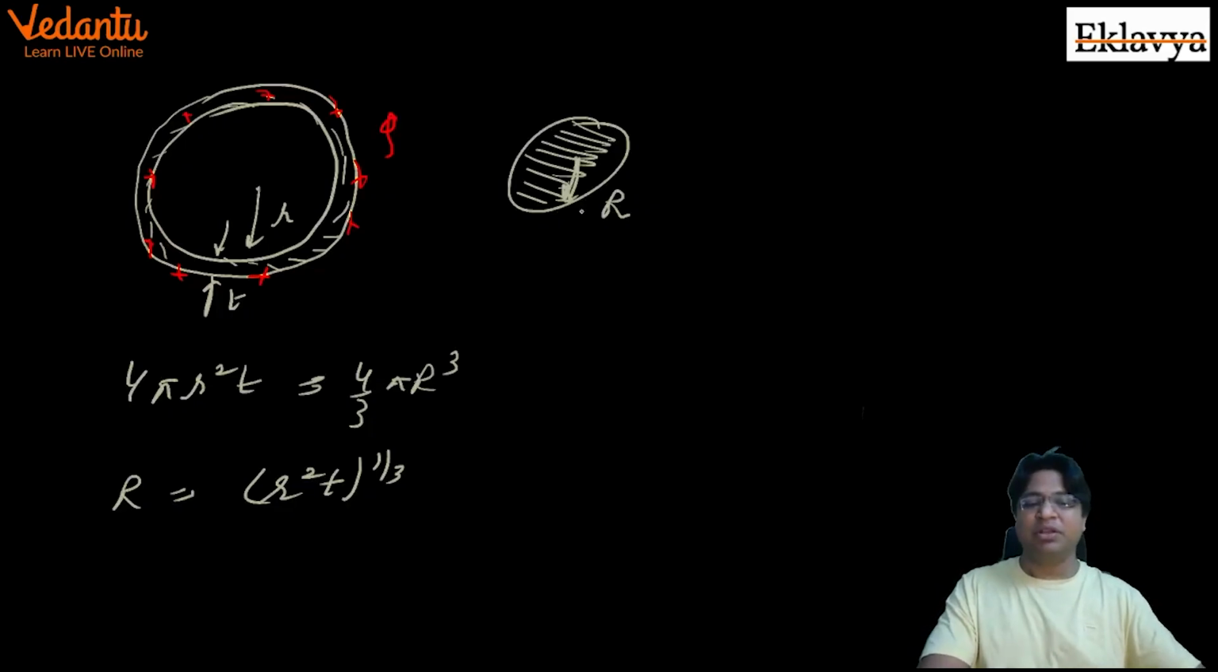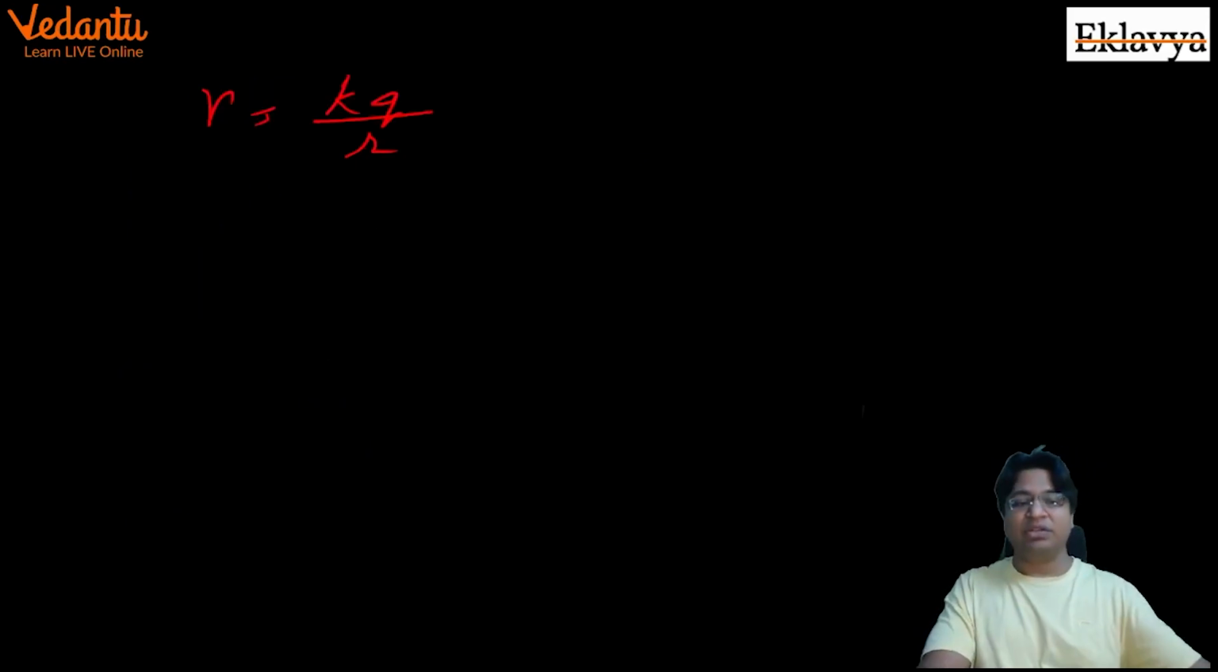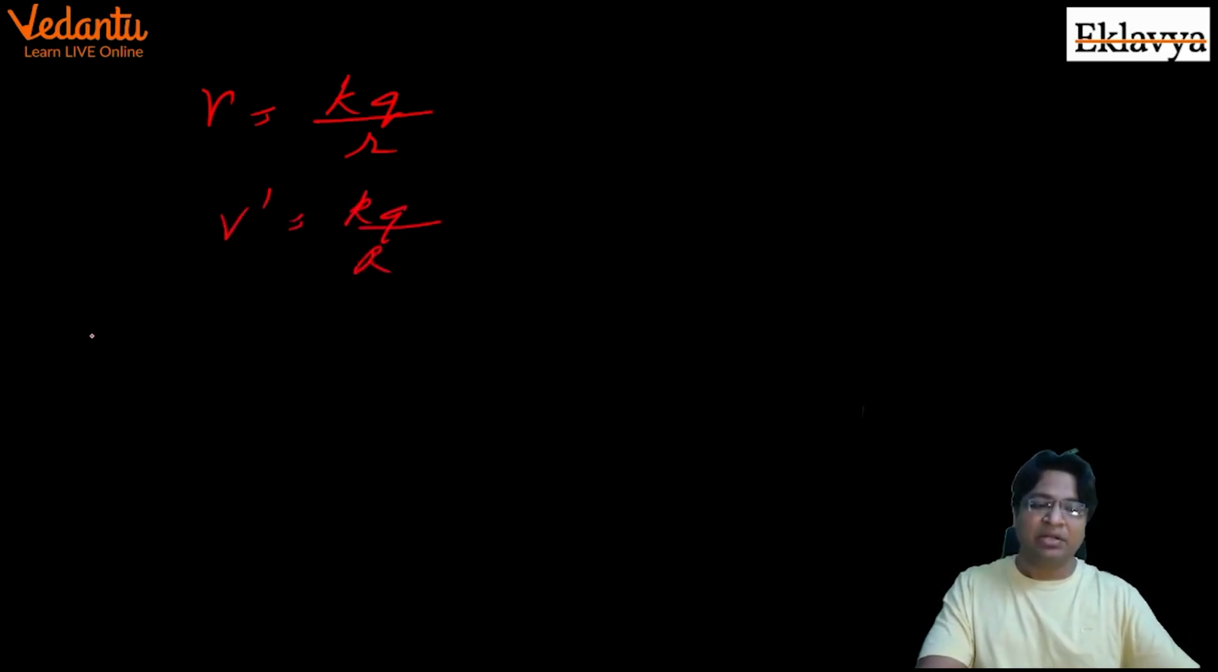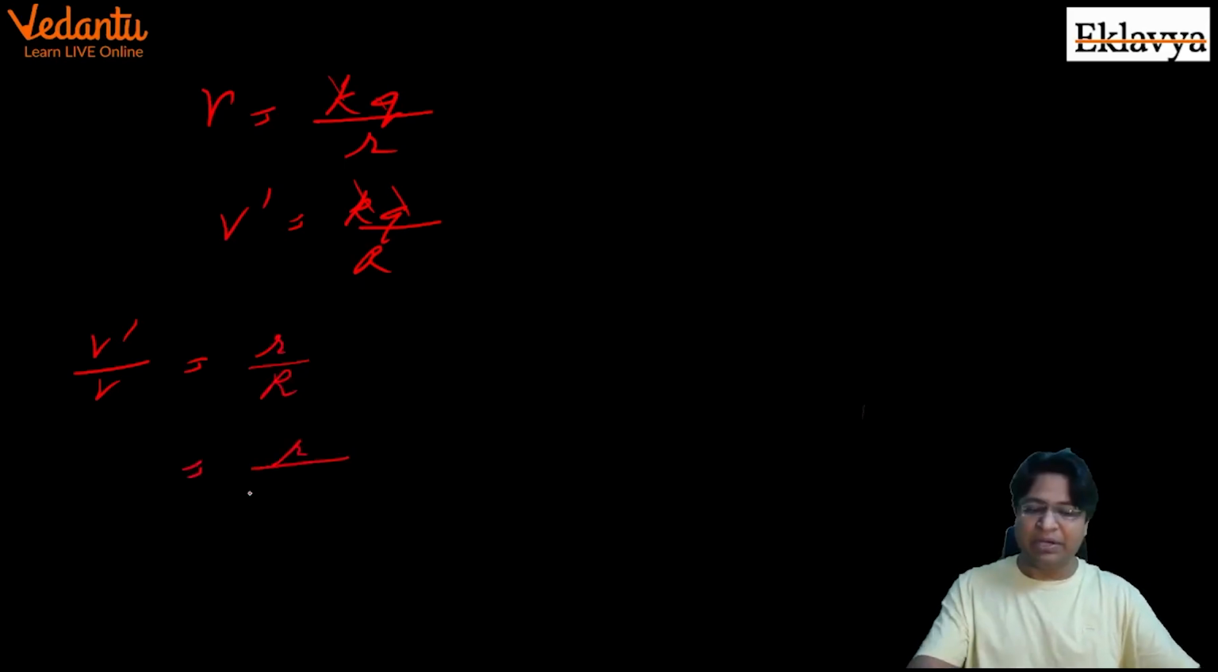Okay, kq by small r. Now the same charge will be present on this droplet, and the solution is given to be conducting. So the charge will appear on the surface, and therefore the new potential will be written as kq by capital R. So V prime by V, k gets cancelled, q gets cancelled. V prime by V would be small r by capital R. So small r by capital R is this value.